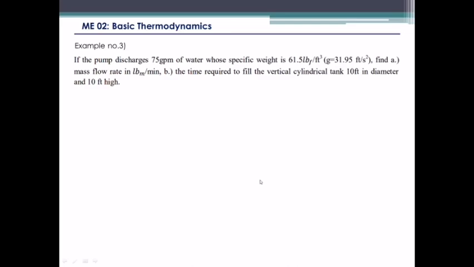Number 3. If the pump discharges 75 GPM, so what is GPM? That is gallons per minute, of water whose specific weight is 61.5 pound-force per cubic feet. You're given the gravitational acceleration of 31.95 feet per second squared. Find first, letter A, the mass flow rate in pound mass per minute. Letter B, the time required to fill the vertical cylindrical tank 10 feet in diameter and 10 feet high.